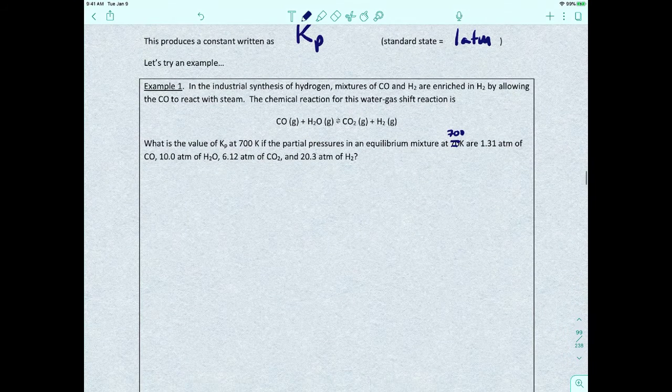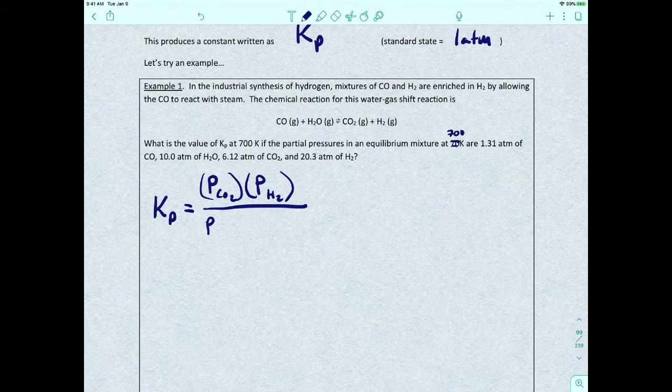Okay, so in order to solve this problem, first, we've got our chemical reaction. The first thing we need to do is set up the Kp expression. Even though we wrote the expression for Kc and not Kp before, writing a Kp is just the same thing. We take the pressure of the products divided by the pressure of the reactants. So we take the pressure of CO2 times the pressure of H2, divided by the pressure of CO times the pressure of H2O. Since the stoichiometric ratios are all 1 to 1 to 1 to 1, we don't have to worry about raising anything to a power.